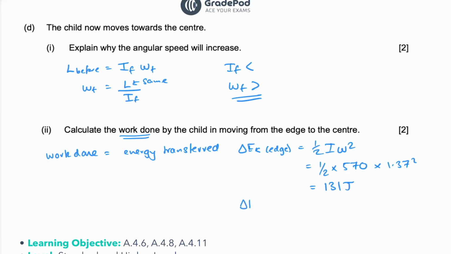Now, the kinetic energy of the child at the centre is actually going to be 0 because this is made up of m r squared, and r is the distance from the axis, which is 0. That makes this whole thing 0. So the kinetic energy of the child at the centre is 0. That means the work done is equal to 131 minus 0, which is 131 joules.